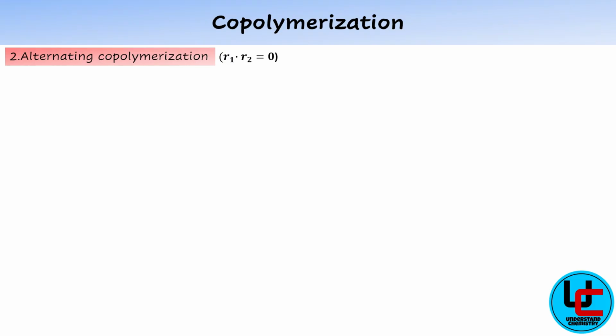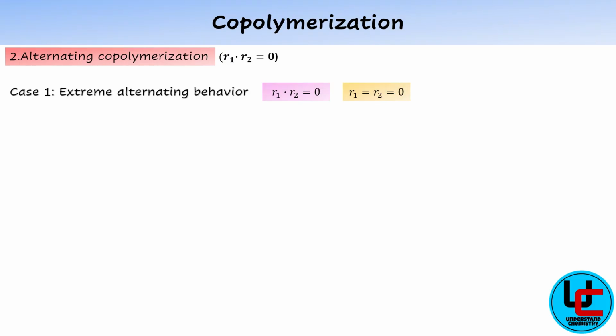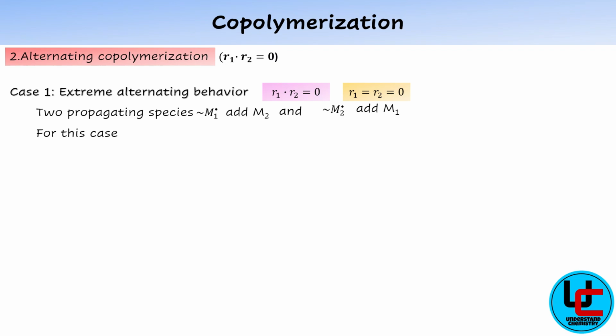This behavior occurs when the product of the reactivity ratios R1 into R2 is 0. That means neither monomer prefers to add itself. Instead, each propagating species exclusively adds the other monomer. So the M1 growing radical adds only M2, and the M2 growing radical adds only M1. This leads to a strictly alternating sequence in the polymer chain.